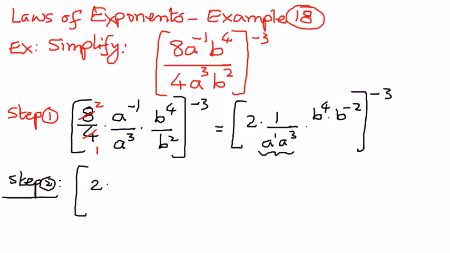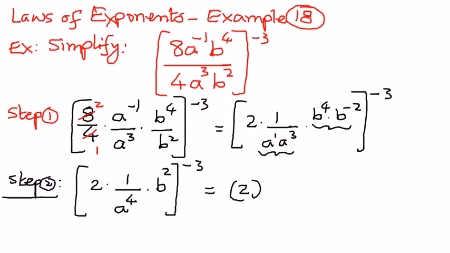2 times 1 over, since the base terms are the same, we'll write the base term once, and then we'll add the power terms. 1 plus 3 is equal to 4, like that. And in the b terms, since the bases are the same, we write the base once, and we combine the power terms. 4 minus 2 will be equal to 2, and this whole thing is raised to the power of -3, like that. And then therefore we can now apply the -3 to every one of the terms inside the brackets, and therefore we can write that as follows.